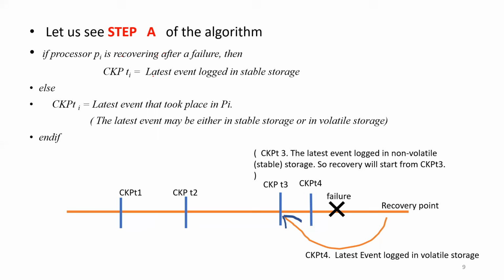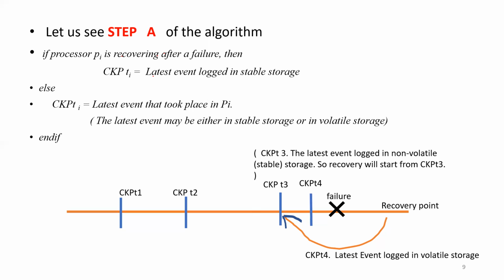Okay. And if you see the diagram, there are 4 checkpoints: checkpoint 1, checkpoint 2, checkpoint 3, and checkpoint 4. A failure occurred at that point, and after some time, the process recovered from the failure. So we'll go to the checkpoint recorded in the stable storage. See, checkpoint 3 is recorded in stable storage. Checkpoint 4 is recorded in volatile storage.